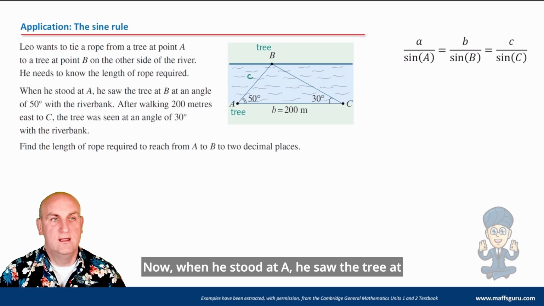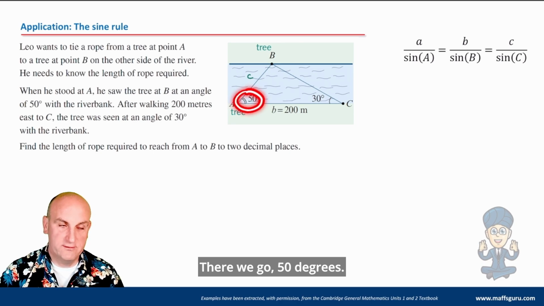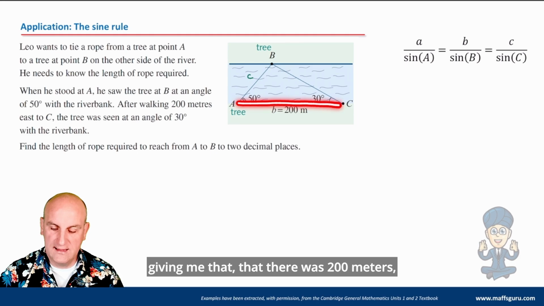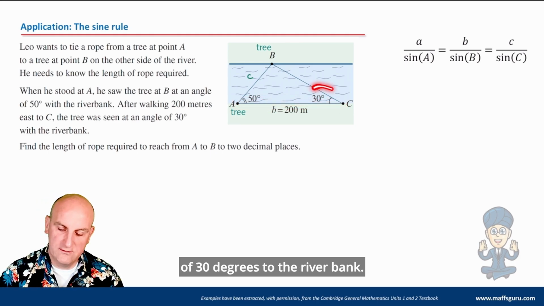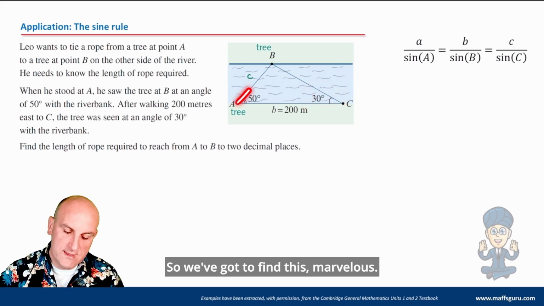Now, when he stood at A, he saw the tree at B at an angle of 50 degrees. Oh, there we go, 50 degrees. After walking 200 meters to C, so they're giving me that there is 200 meters. The tree was seen at an angle of 30 degrees to the riverbank. They give me this angle here. Find the length of rope required. So we've got to find this.